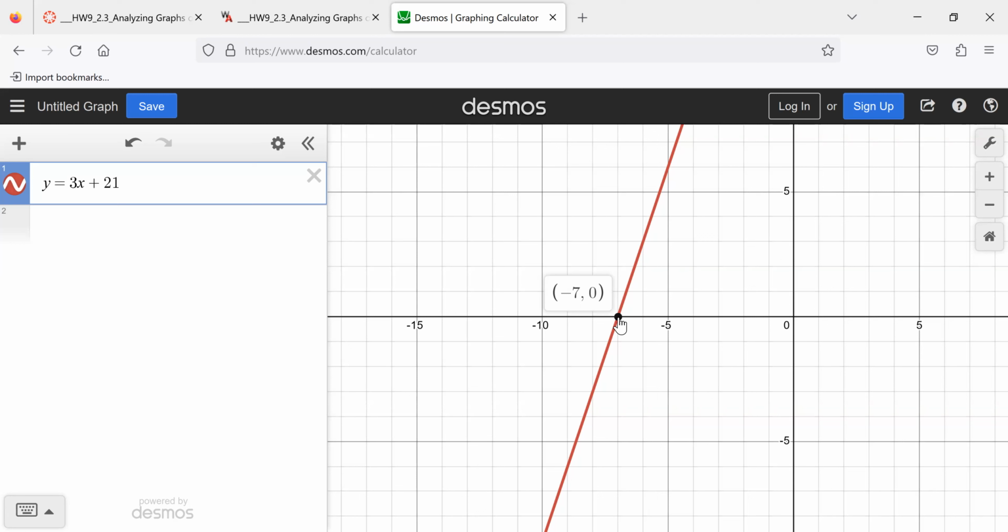So let's do it right here. So y equals 3x plus 21. In order to find a zero, that means, look at it graphically, right? It means that the function is on the x-axis because the y, the f of x, is 0, right?